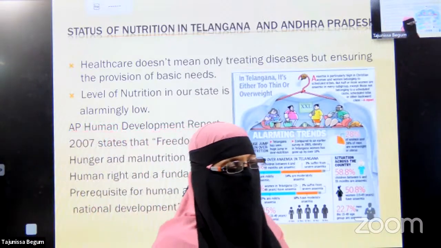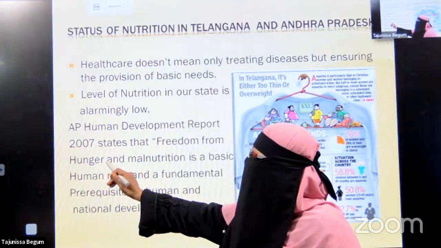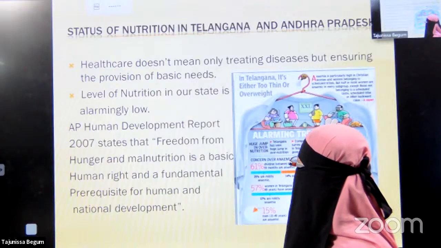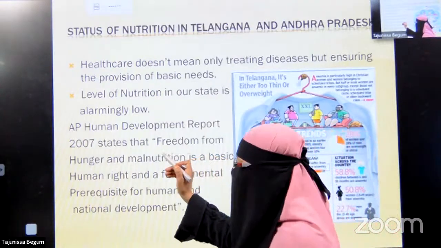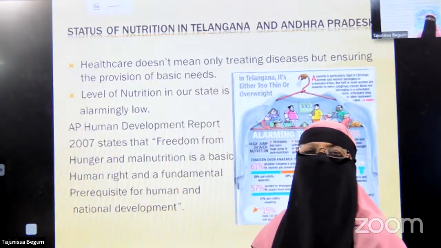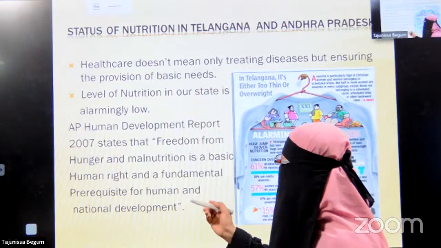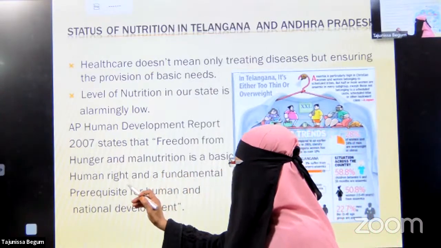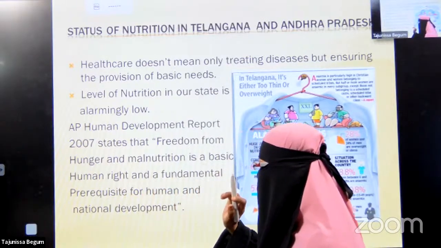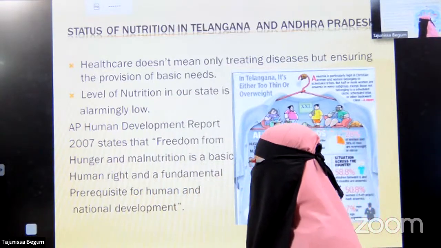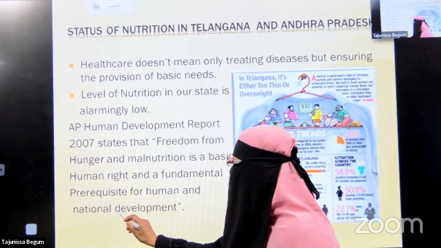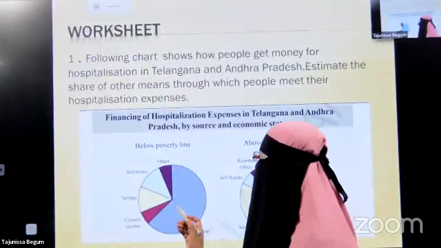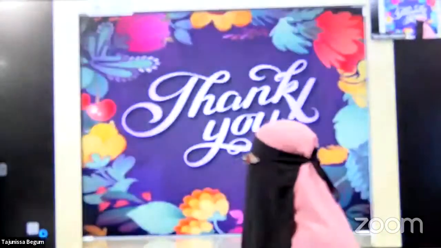So what does the 2007 survey say? The Human Development Report says freedom from hunger. The people are starving. The people are not having proper food to eat. And because of malnutrition, day by day they are becoming weak. It's a basic human right and a fundamental prerequisite for human and national development. If you want to develop our country, we have to see how we can help our country.